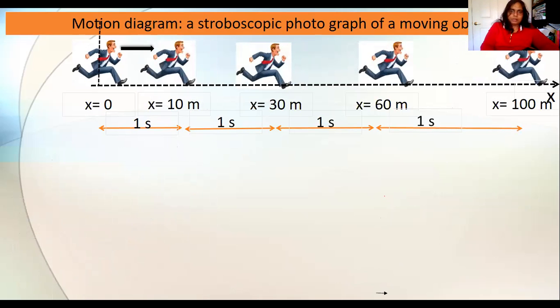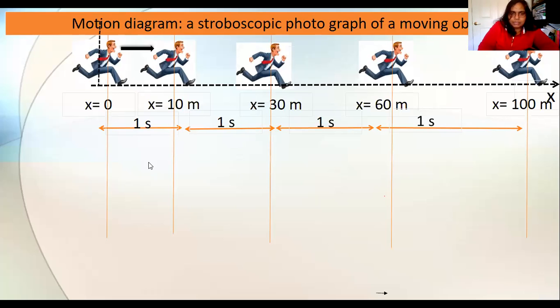Now let's look at this one. So beginning x0, then 10 meters, 30 meters, 60 meters, and 100 meters. But look at the time frame. It's 1 second, 1 second, 1 second, 1 second. So within 1 second, the distance that he is moving has increased, right? So he's accelerating, isn't it? That's why he's increasing its gap, right?